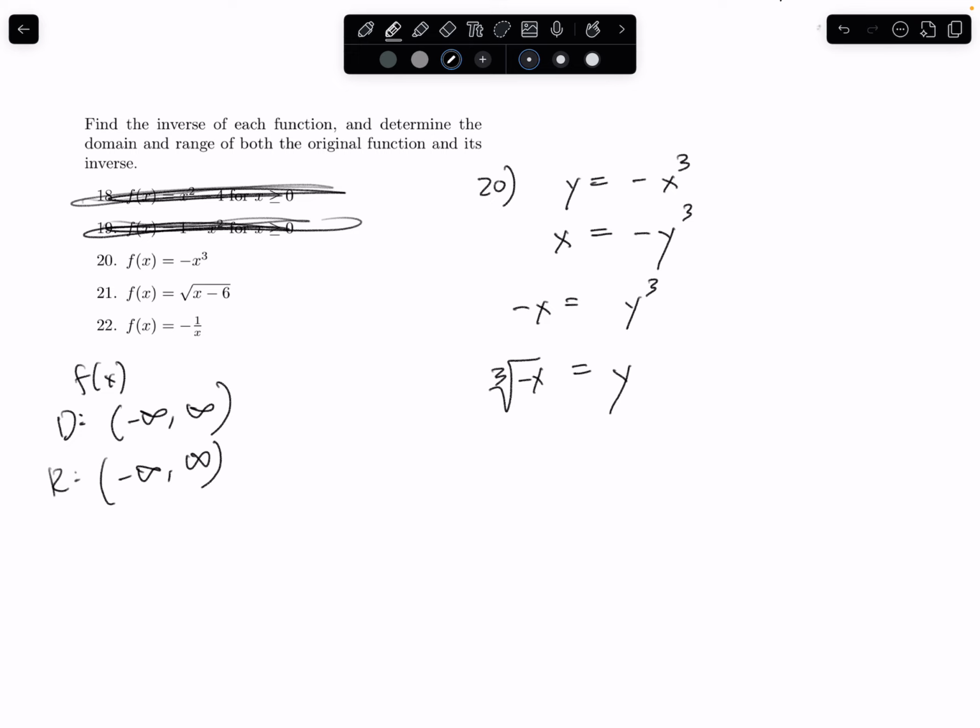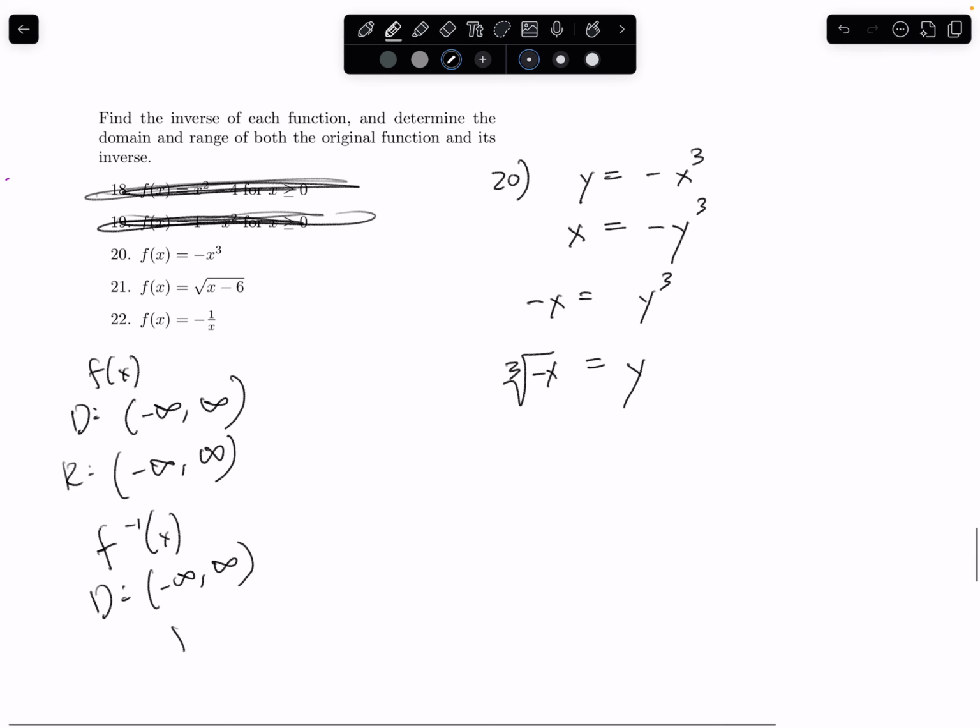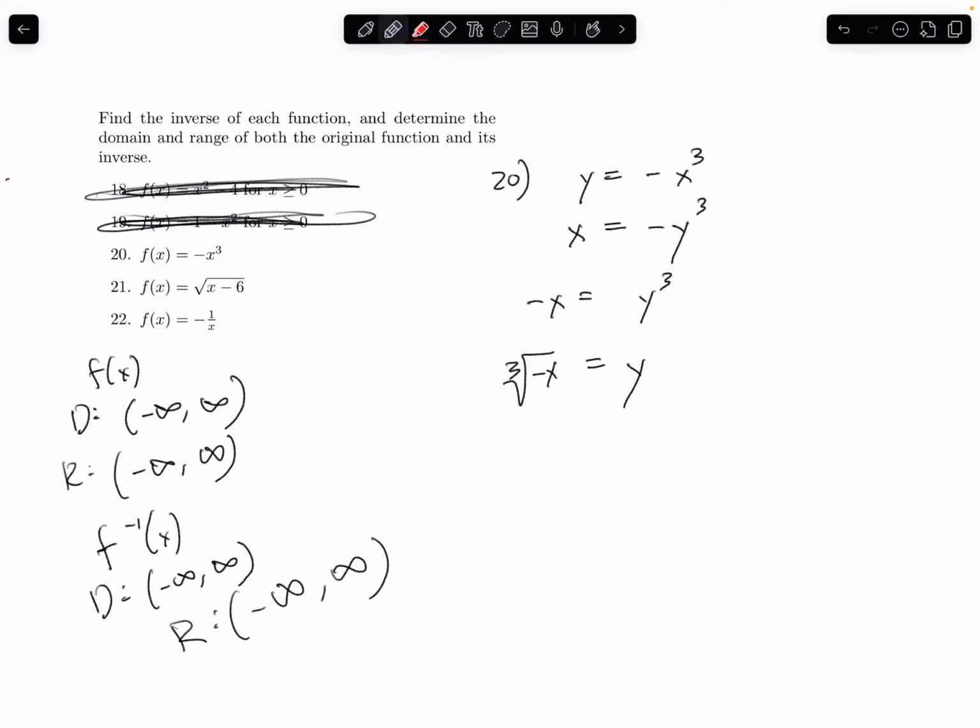Okay, looking at my f inverse, does that make sense? Domain should be this range, so also negative infinity to positive infinity. That makes sense because I could take a cube root of anything. And then what about the range? Well, I can get anything as well because I can input something really big and get something really big, or something really negative, get something really negative. So yeah, domain and range, negative infinity to positive infinity all around. That's number 20. 20 is done. That was an easy one.